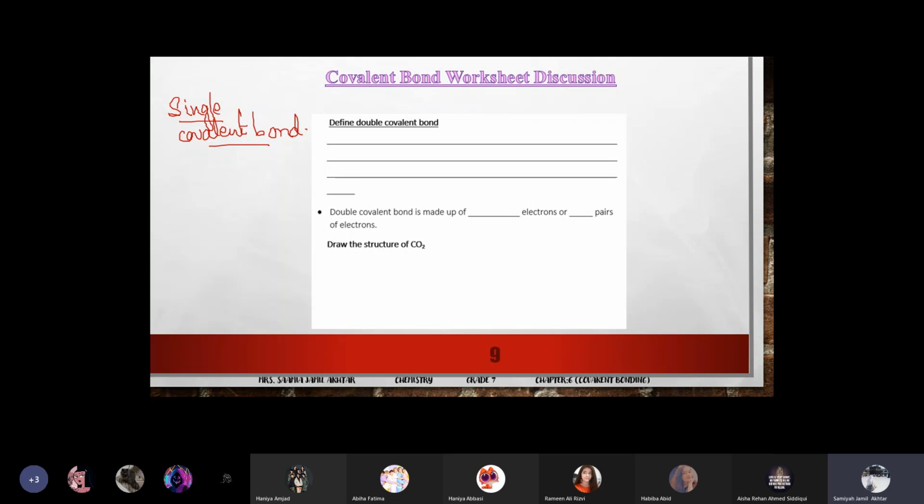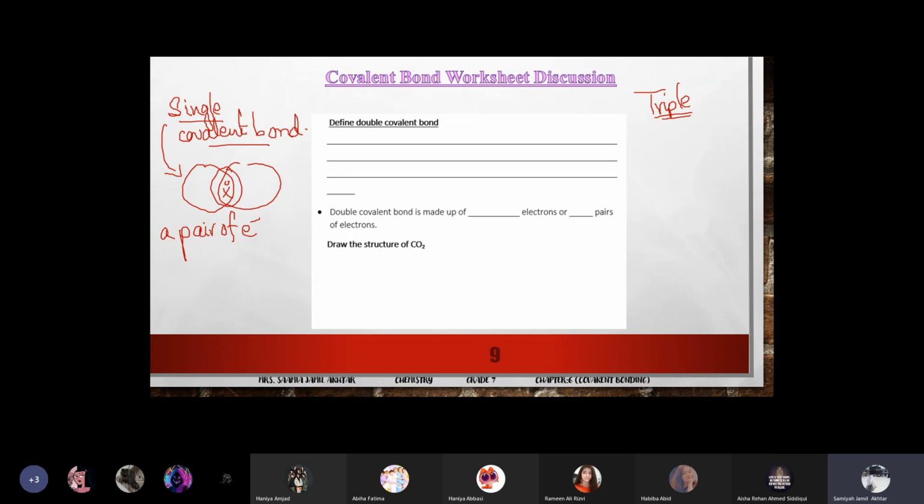Yes, miss. Most often the same type of atom, they can be different also, but when they share two electrons with each other, then that's a double bond. Okay, girls, single covalent bond, double covalent bond, and triple covalent bond. These three are the types of covalent bond. A single covalent bond is when the atoms share one electron each, means a pair of electrons.